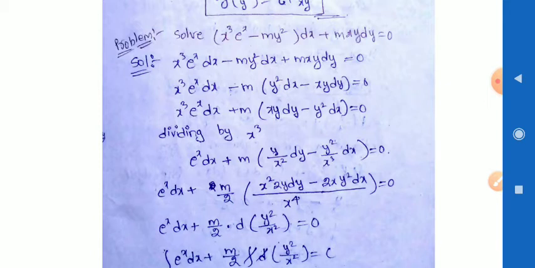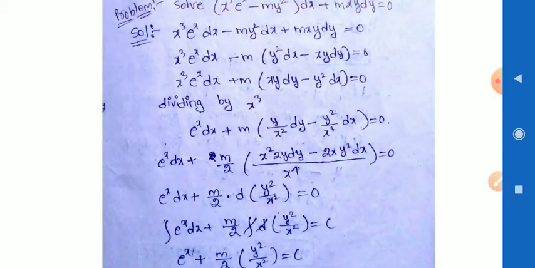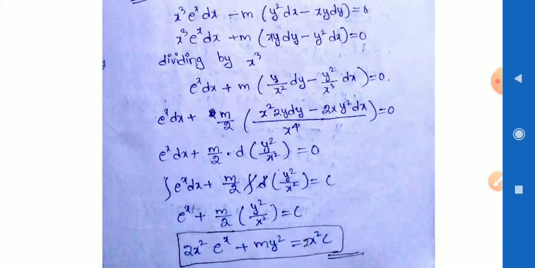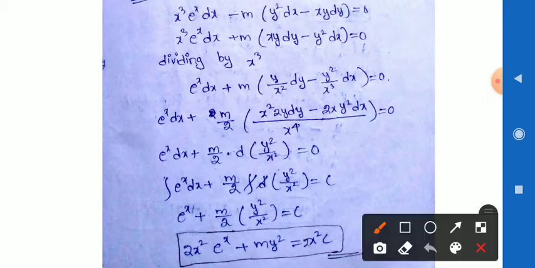By dividing the above differential equation by x cube, we get e power x dx plus m into y by x square dy minus y square by x cube dx is equal to 0. By taking LCM, we get e power x dx plus m by 2 into (2x square y dy minus 2x y square dx) by x power 4 is equal to 0. This can be written in the form of d of y square by x square, which is an integrating factor of the above given differential equation.